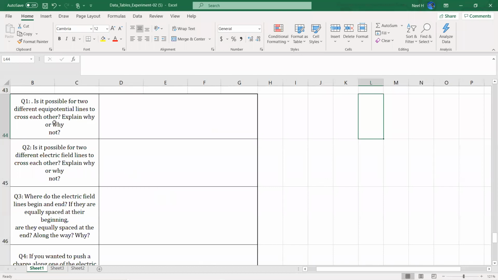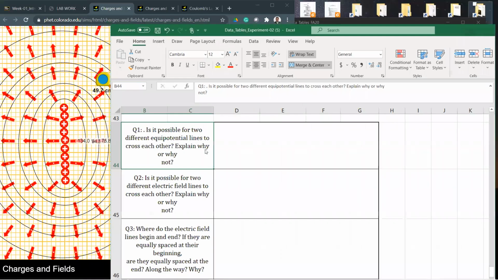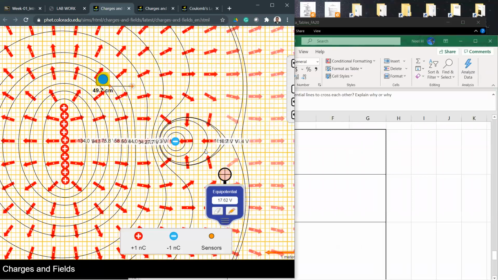Okay. So question 1 is asking, is it possible for 2 different equipotential lines to cross each other? Explain why or why not. To answer that one, the best way is that now you have equipotential lines, you can take a look whether they are crossing each other or not. If not, then you can explain why, depending on the background information which we discussed. Just write it down, maybe 1 or 2 sentences. You don't need to write the whole paragraph.